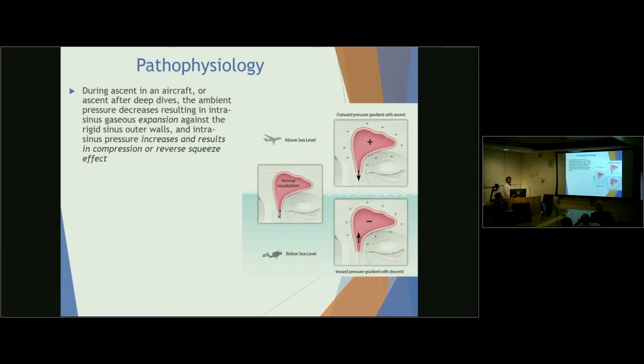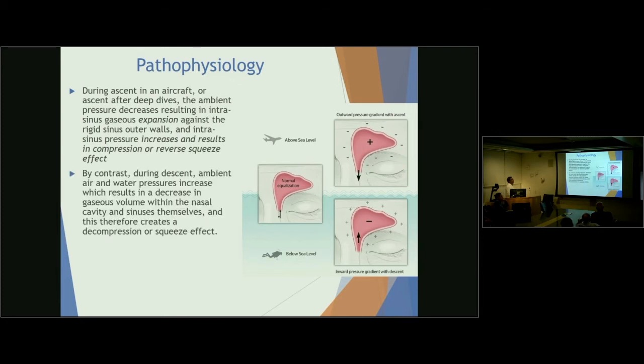So you're quite familiar with decompression injuries in our general medicine literature. Remember from medical school that we have something called decompression injuries, but we never talk about compression injuries. But this is what basically happens. When you're descending here, ambient pressure goes up, and the intrasinus gaseous volume squeezes, decreasing in size and volume, whereas here it increases in volume. All right. So how can we apply this to better understand what's going on?